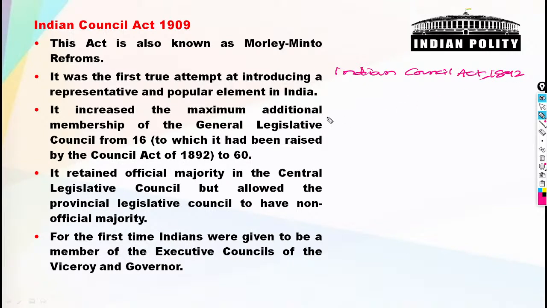It made various amendments to the composition and functions of the council, most notably expanding the members of the central and provincial councils. Yes, it is known as Morley Minto because Morley was the Secretary of State.